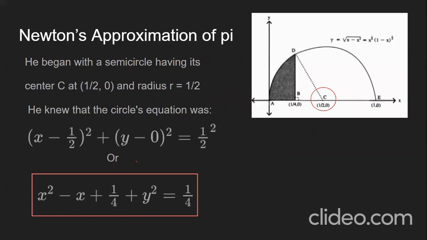Okay, so now we're ready to use integrals. He took a semicircle, and the book didn't specify why, but the book was just amazed at the numbers that Newton picked. He picked a semicircle where the center was at 1/2. So this distance here is 1/2. And he knew what the equation of this line was, and that is right there.